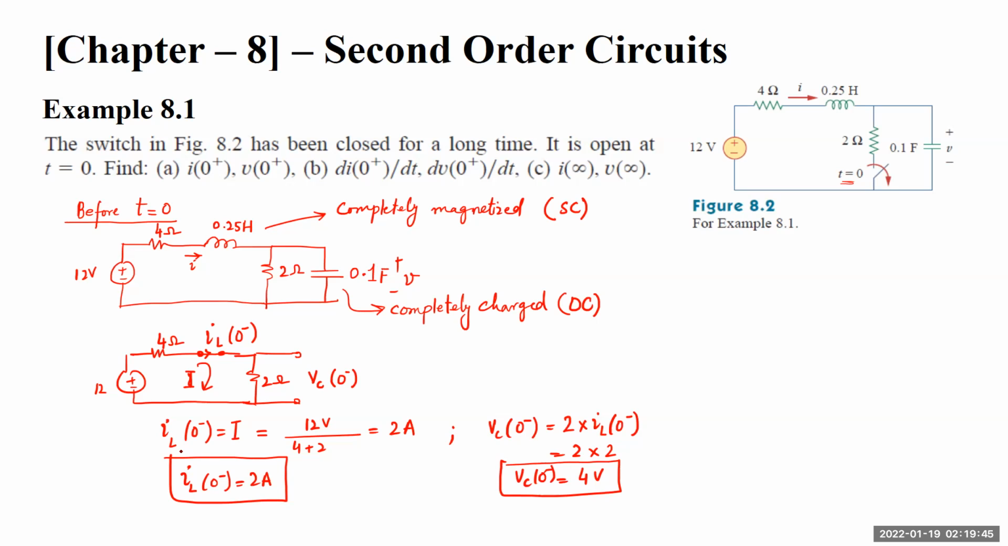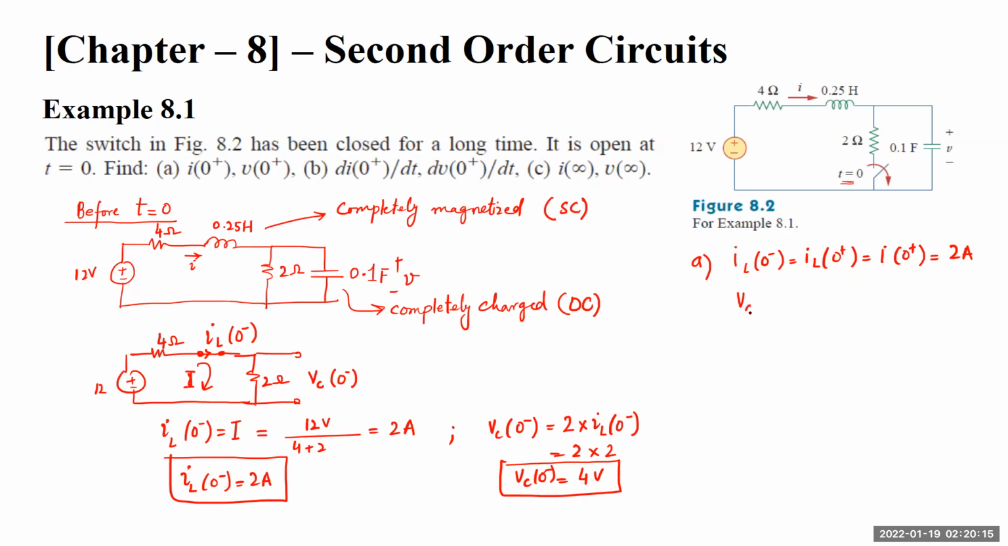So we basically get these two values. With these two values, we can say that after switching, the inductor does not change the value of current instantaneously, and the capacitor doesn't change its voltage instantaneously. So we can write that IL(0-) equals IL(0+) equals I(0+), and this is equal to 2 amperes. So this is my part A.